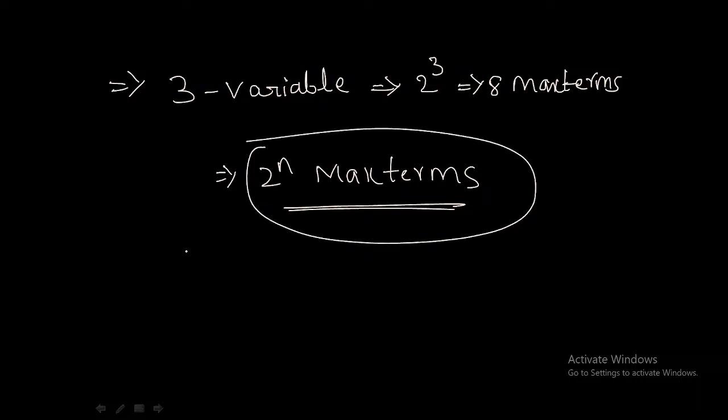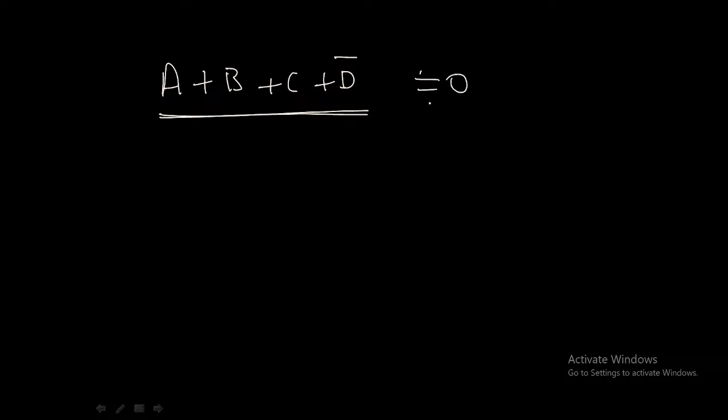A max term assumes the value of 0 only for one combination of variables. Whereas in the case of a minterm, we have seen that a minterm assumes the value of 1 only for one combination of variables. If you remember, we discussed this in our previous session. Here, in the case of a max term, it assumes the value of 0 only for one combination of variables. For example, if we have a plus b plus c plus d bar, let's say this is a 4 variable function and this is our max term. It will be equal to 0 only for one combination.